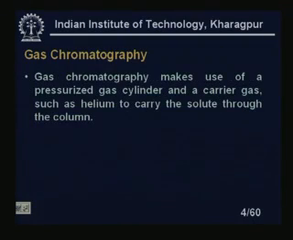Gas chromatography, we have already discussed. Gas chromatography makes use of a pressurized gas cylinder and a carrier gas such as helium, which is inert in nature, to carry the solute through the column. We have discussed that there is a column, and through the column the gas should flow, and there is a packing material inside the column, which will adsorb and elute it one by one after some time.